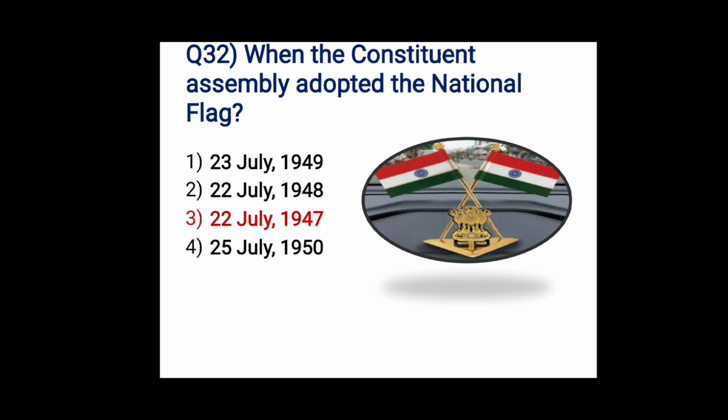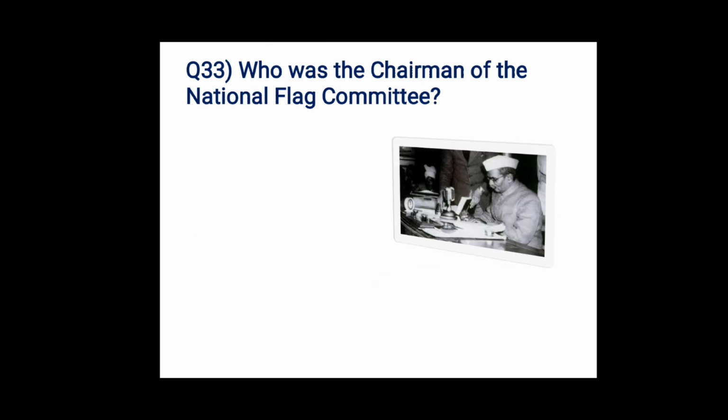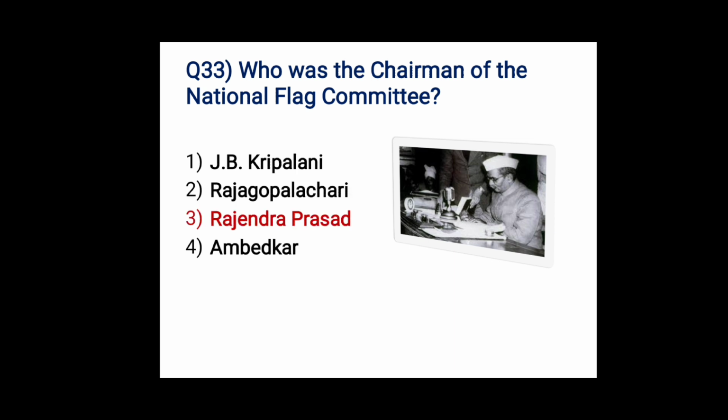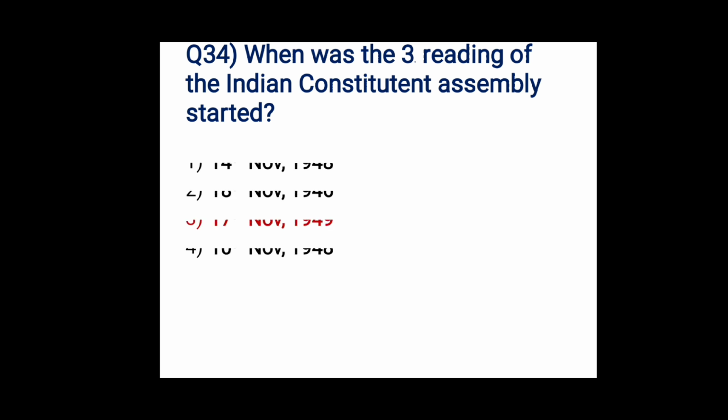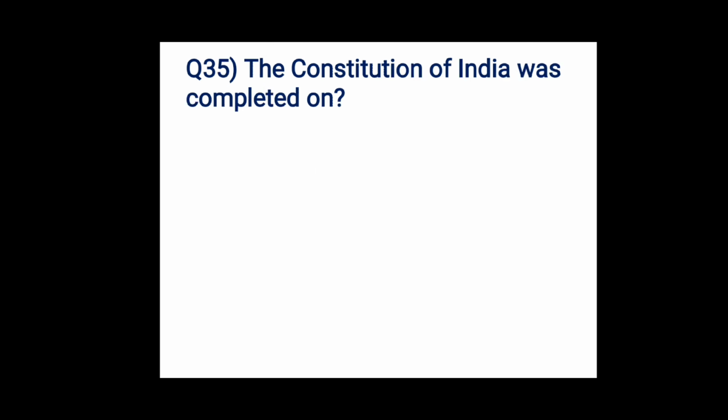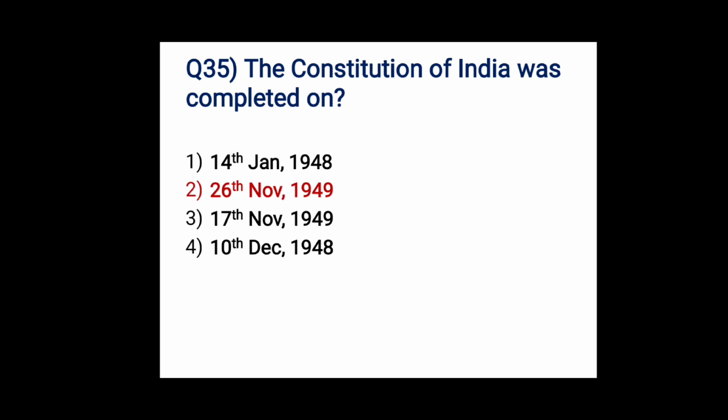When did the Constituent Assembly adopt the national flag? The date is very important. It is 22 July 1947. Who was the chairman of the National Flag Committee? Again, it's Rajendra Prasad, our first president. When did the third reading of the Indian Constitution start? It is 17 November 1949. The Constitution of India was completed on 26 November 1949.